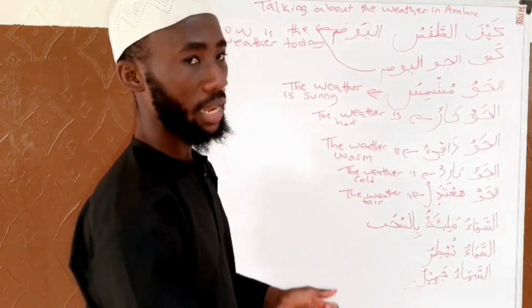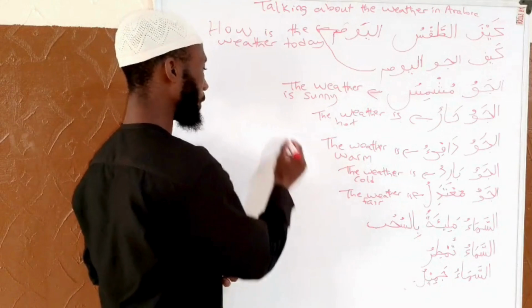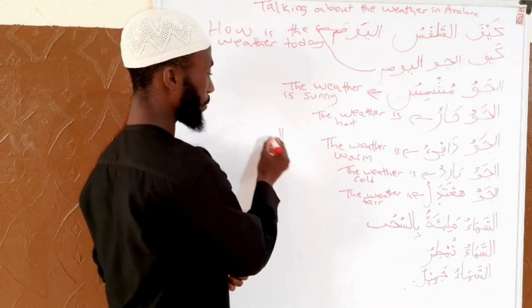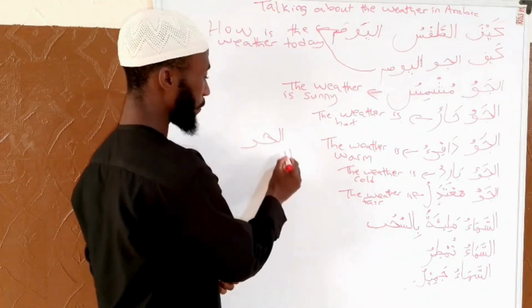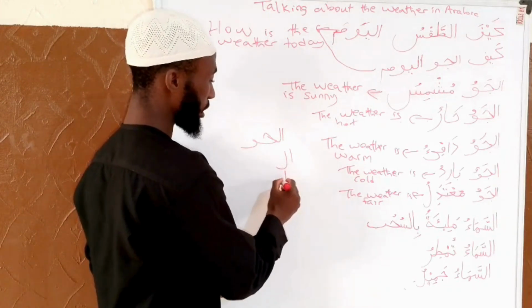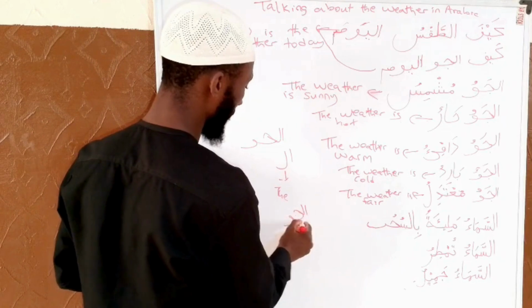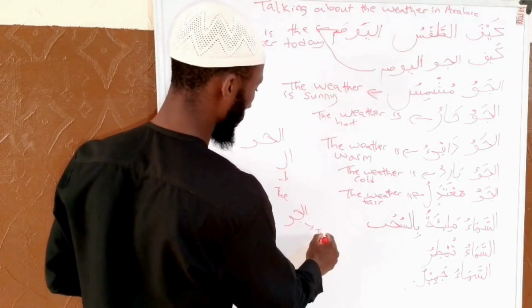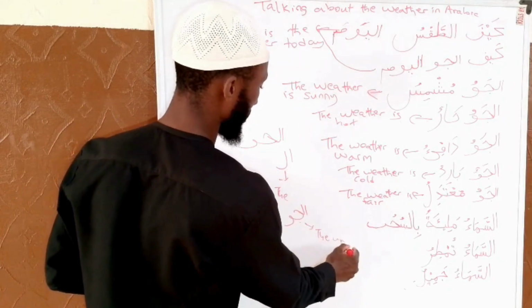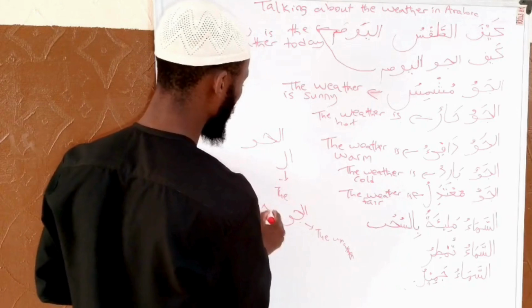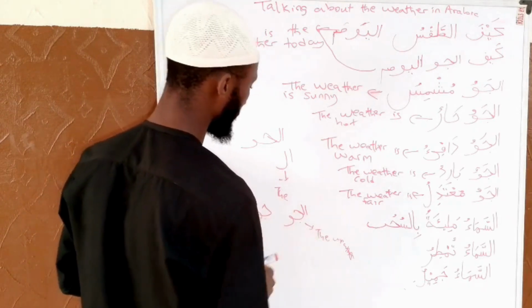We say the weather, it means alif, lam, then we have jim. This alif and lam, when you say al-jawu, it means the weather. But when you say jawu, it means weather.